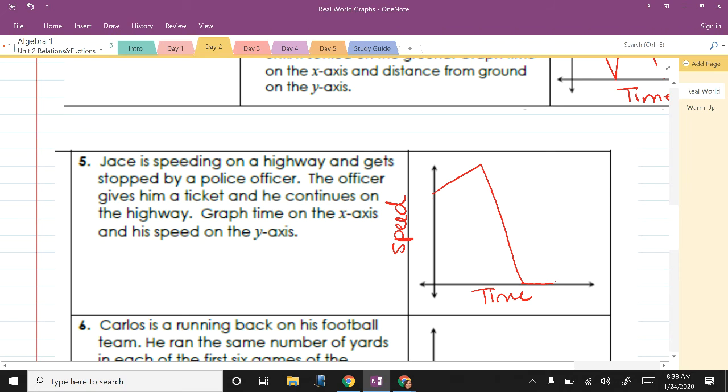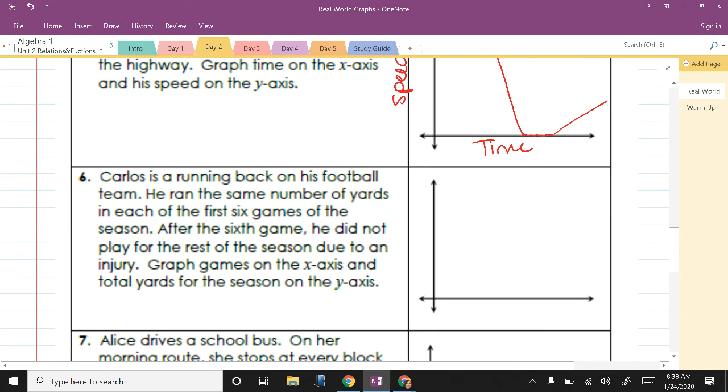And then it says he continues on the highway. So then he will increase in speed, but hopefully he will not go as fast as he was before. Okay? Especially if that cop's still behind him. But do y'all see that? He's going at a high speed, and he goes all the way to 0 speed. Time keeps going, and he increases in speed again. Does that make sense? Okay.